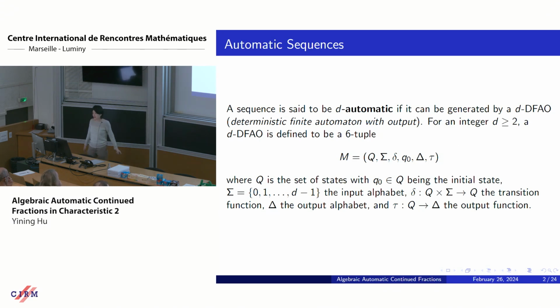Okay, automatic sequences. As most of us are familiar with, a sequence is said to be d-automatic if it can be generated by a deterministic finite automaton with output. This is a 6-tuple that is composed of Q, a finite set of states, with Q0 being the initial state, and sigma being the input alphabet, and we have the transition function delta and output alphabet big delta and an output function.